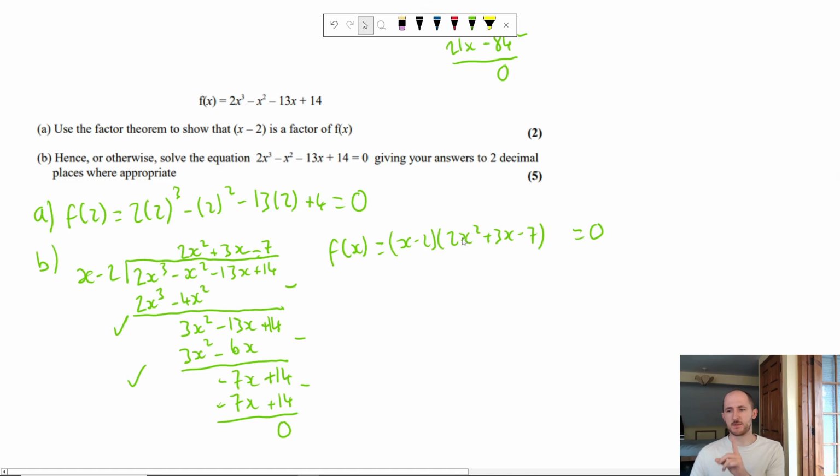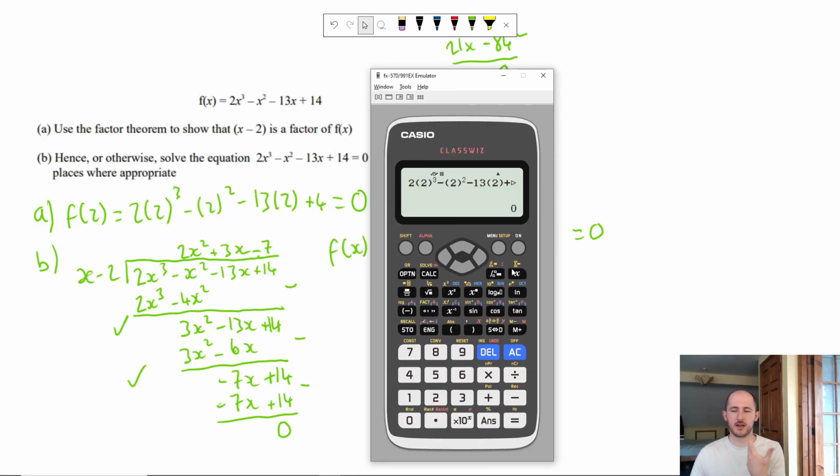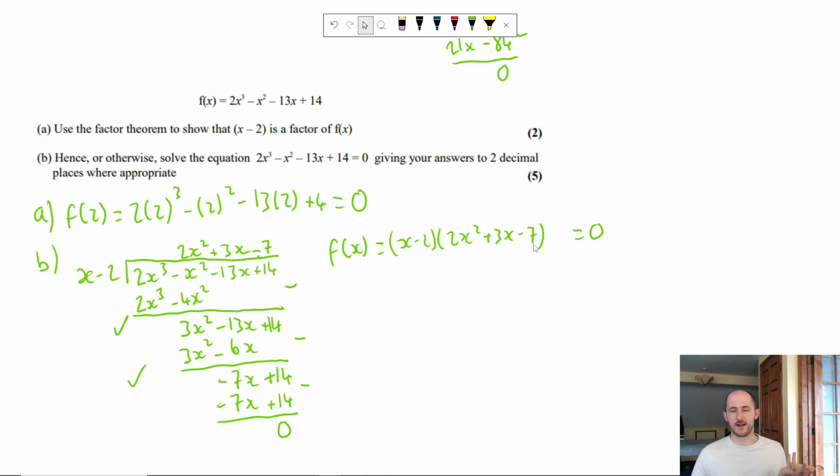But it says, well, it doesn't say this, but it implies that we need to use the quadratic formula because of 2 decimal places. So because they haven't said factorize completely, I would just use the quadratic formula, or the trick I showed you on the calculator where you can work out the answers to any quadratic equation.